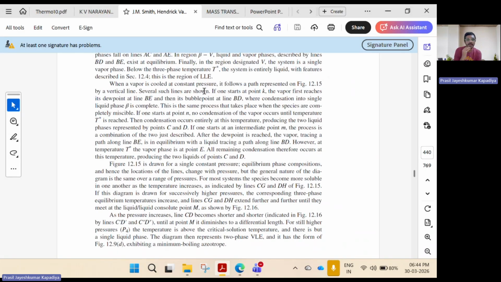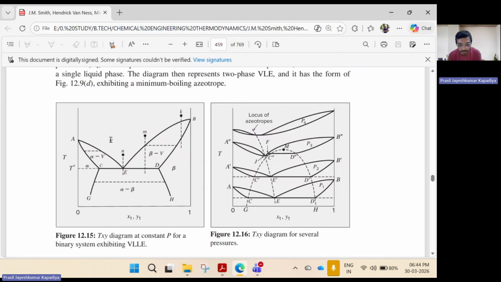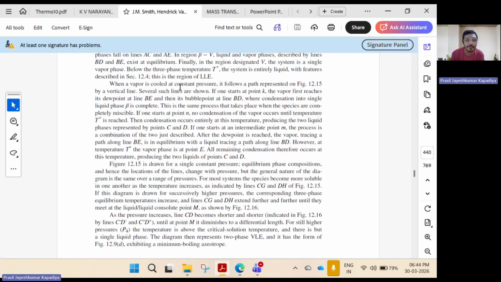When a vapor is cooled at constant pressure, it follows a path represented on figure 12.15 by a vertical line. It depends on where we are starting. So if we start from here, it will follow this path. If we are starting from here, it will follow this path. Several such lines are shown.